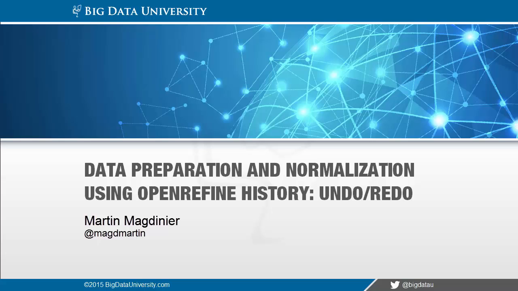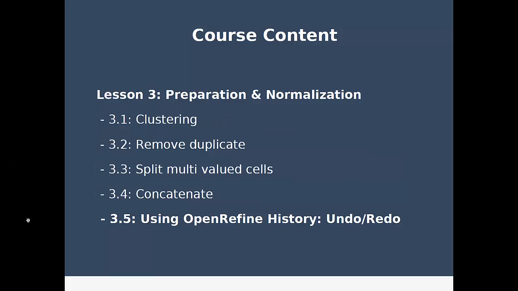Welcome to this last lesson on data preparation and normalization with OpenRefine, where we will spend some specific time on using the OpenRefine history, undo and redo option. In our previous lesson, we saw how to cluster, remove duplicates, split or concatenate cells, and every action and every transformation we've done has been recorded by Refine in a history tab.